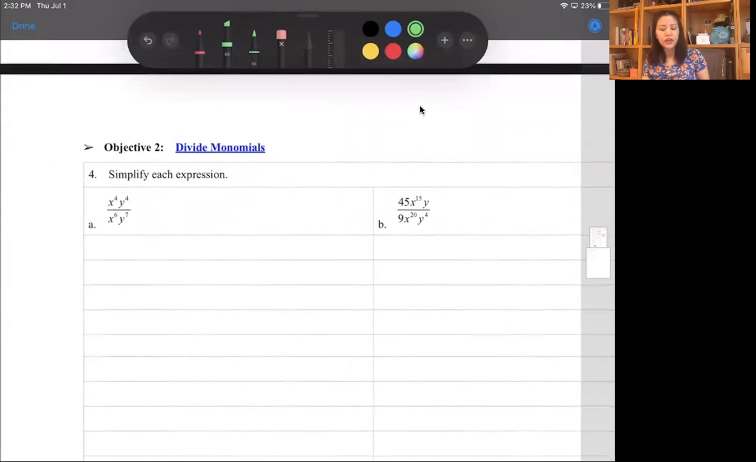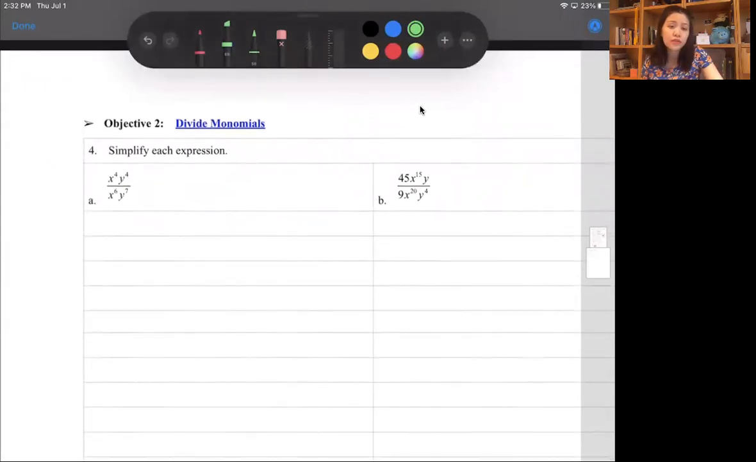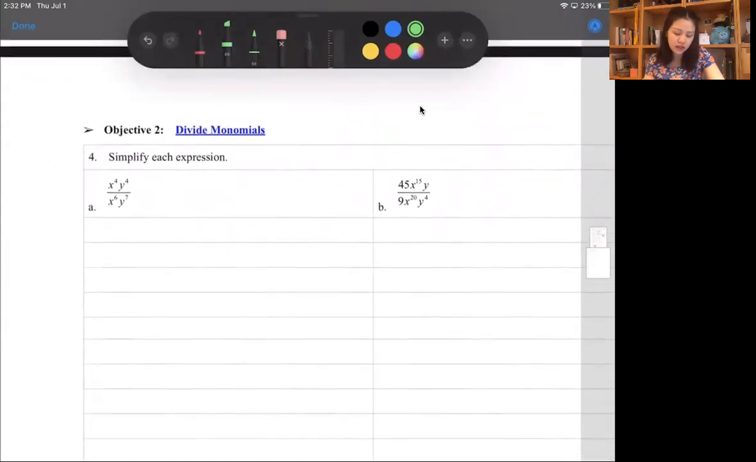Objective 2, like I said, we're going to learn how to divide monomials. This is a little more complicated than the first one, but it's not so bad. I have x to the 4 times y to the 4 divided by x to the 6 times y to the 7. What I'm going to do is break this quotient into little quotients. So I'm going to break the x divided by the x and the y divided by the y. I'm going to have x to the 4 divided by x to the 6 times y to the 4 divided by y to the 7.